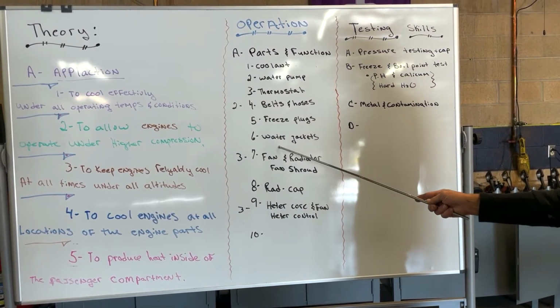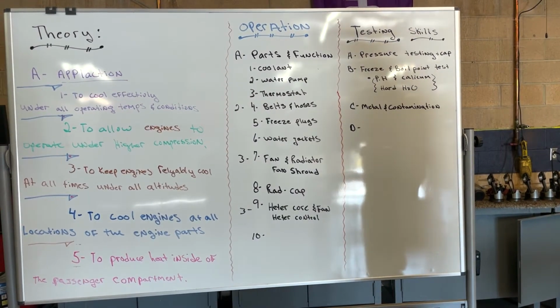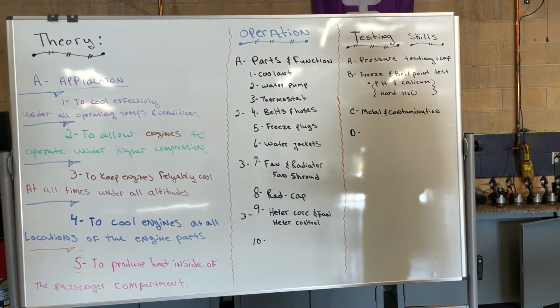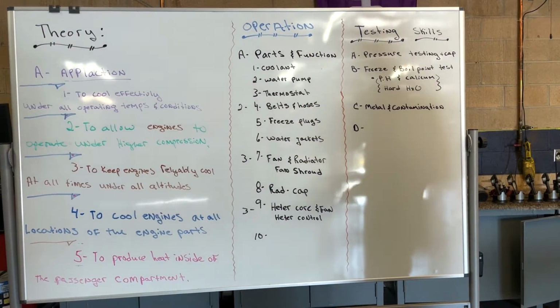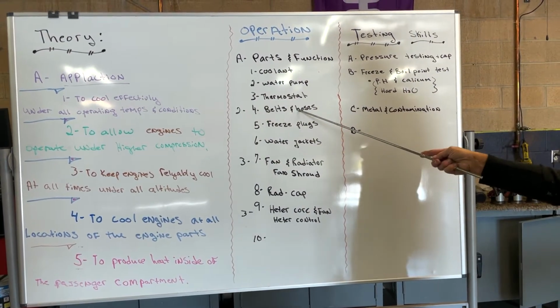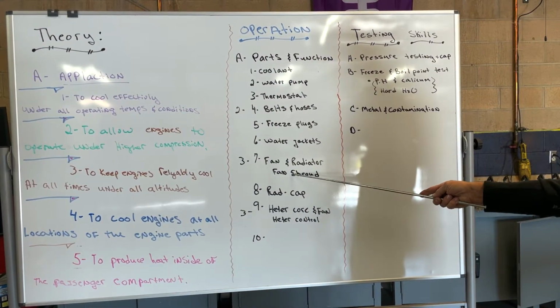Water jackets obviously are used to cool the cylinders and transmit that heat that's generated inside the combustion chambers, anywhere from 700 to 2500 degrees, back to the radiator. Here I have 3 parts. This one, belts and hoses. This one has the fan, the radiator, and the fan shroud.